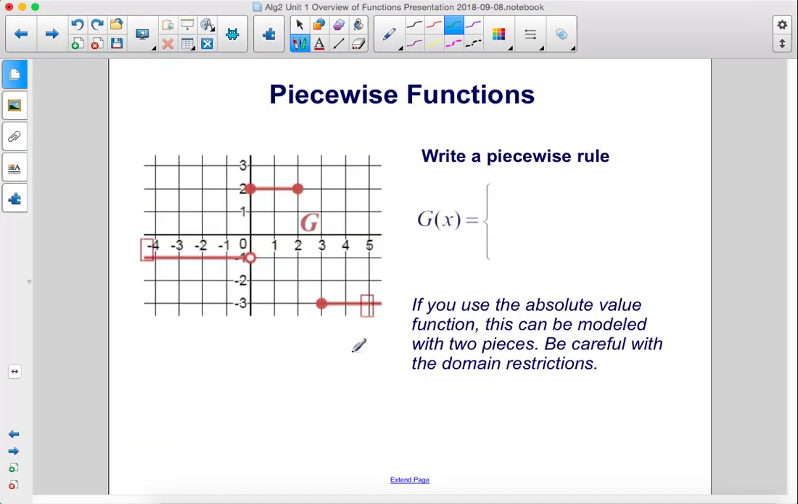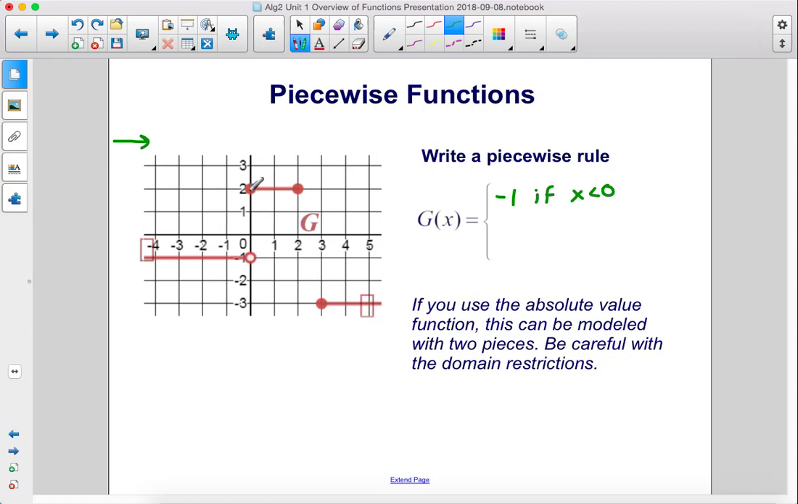Write a piecewise rule. Alright, so what we're going to do is start from the left, and we see that from negative infinity, we are approaching the y-axis at y equals -1. So g of x, or y in your mind, the function is at -1 if x is less than 0. So it's not equal to 0 because when x equals 0, we have this filled in circle here. So this is just -1 until we get to 0.